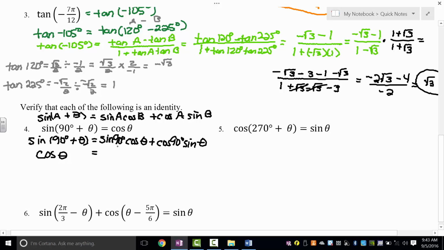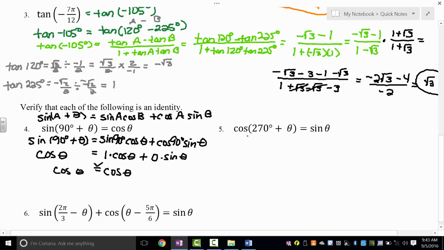Let's see. Sine of 90 is 1. We don't know what the cosine of theta is. Cosine of 90 is 0. And we don't know what the sine of theta is. Well, 0 times anything is 0. So I have 1 times cosine theta. Cosine theta equals cosine theta. Check. We proved it.